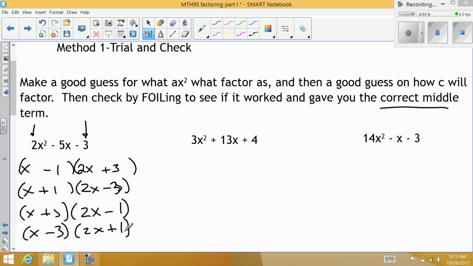And then what we're looking for is, if we FOIL these back together, do we get the correct middle term? Do we get a -5x? So I'm looking at the middle terms, which we find by combining the outside and the inside when we're foiling. So if I FOIL here, x times 2x is my 2x squared. That's covered. X times +3 would be 3x. -1 times 2x is -2x. And of course, -1 times +3 is a -3. Looking at the outside and inside, 3x subtract 2x is not going to give us -5x. So I know this is not the correct factorization.